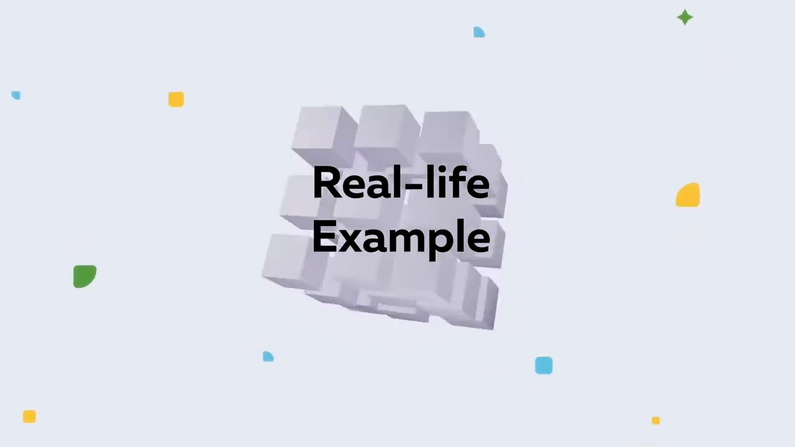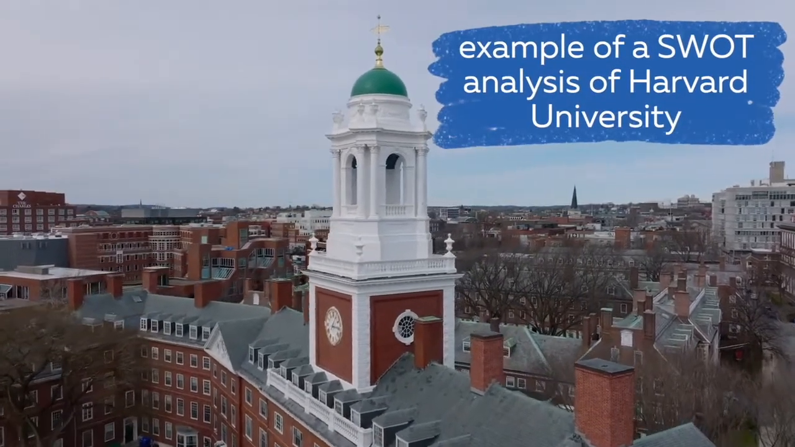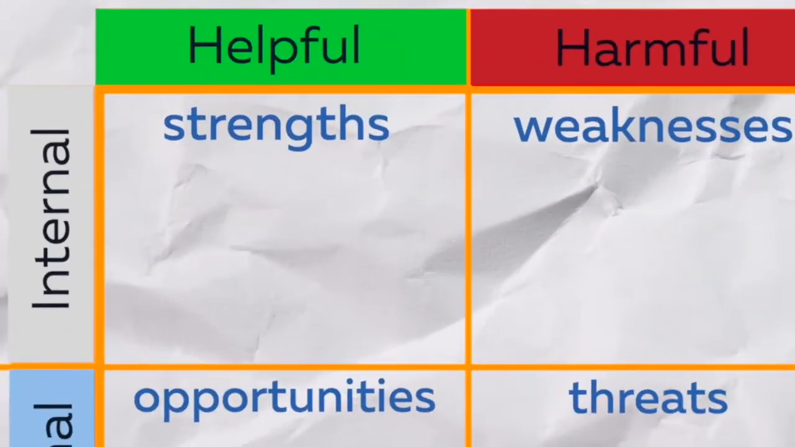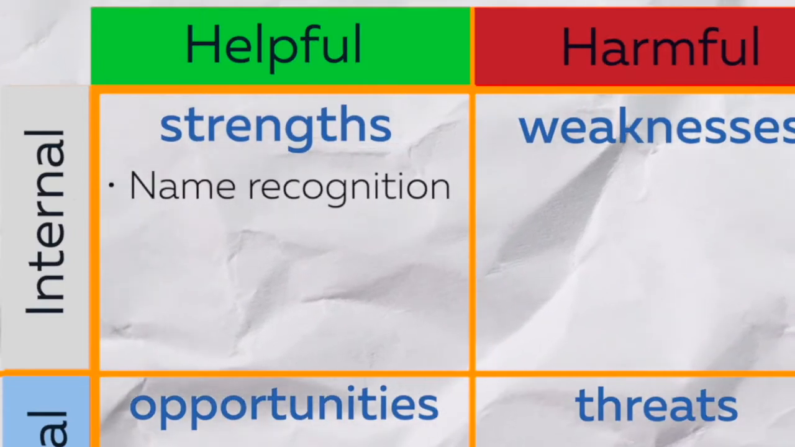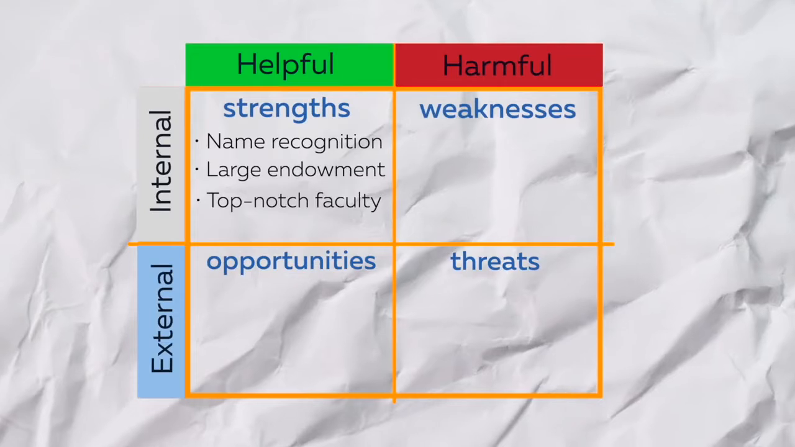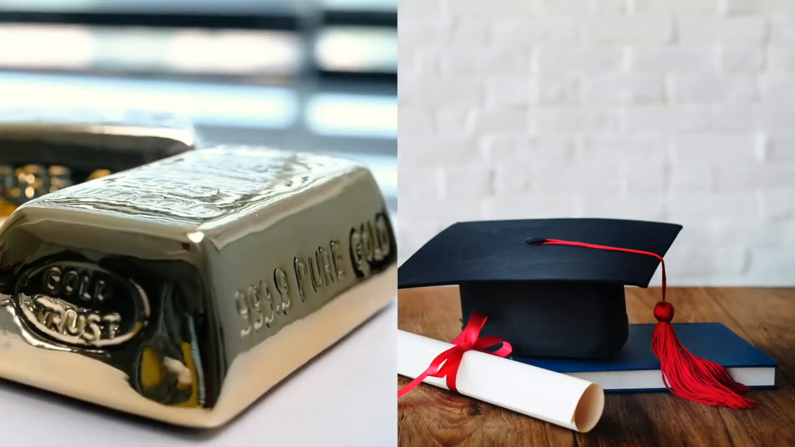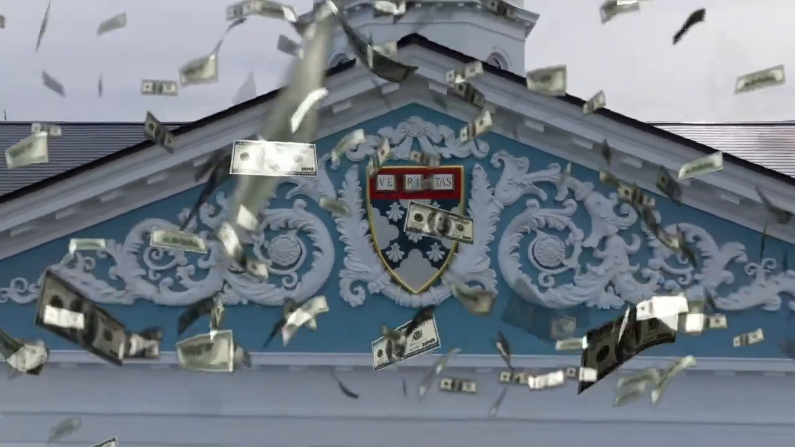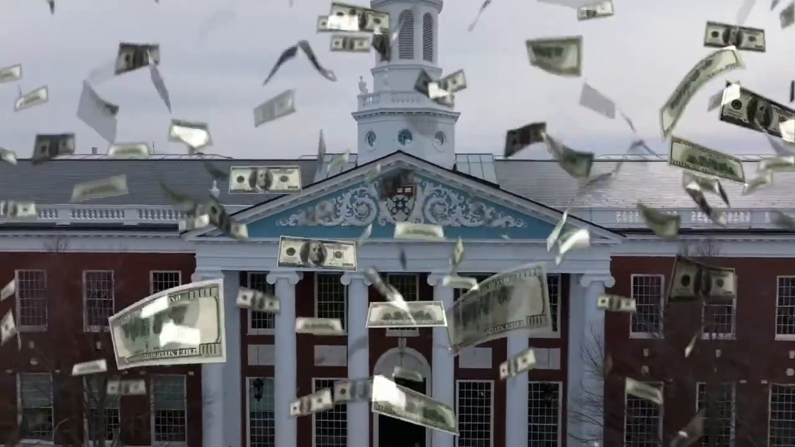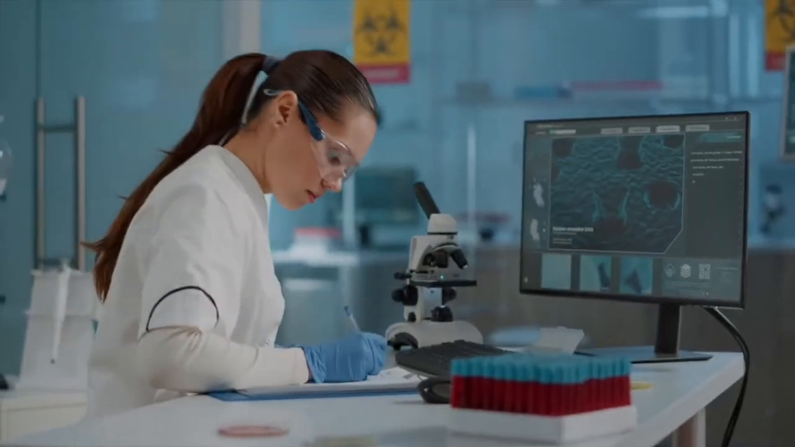Real-life example. Here's an example of a SWOT analysis of Harvard University. First off, Harvard's strengths. There are many, so here are 3 key ones. Name recognition, large endowment, top-notch faculty. Almost everyone considers the value of a Harvard diploma to be more than worth its weight in gold, and it's reported to have the largest endowment in the world out of all universities. And because it has so much money, it's able to attract the best professors and researchers from around the world.